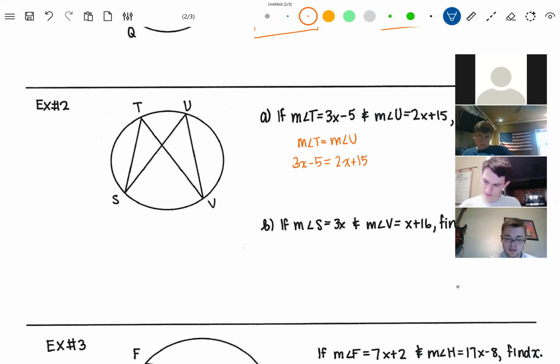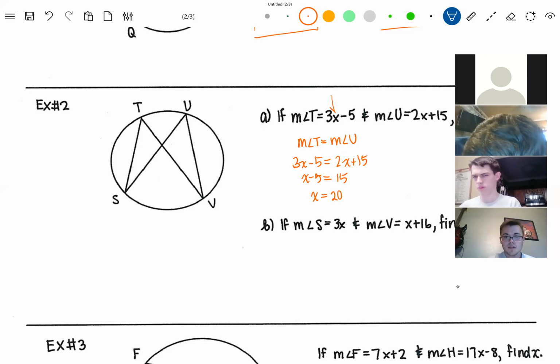Solve that equation: subtract 2x from both sides, and you get x minus 5 equals 15. Add 5 to both sides, so x is 20. To find the measure of angle T, you take that 20 and plug it in right there. Measure of angle T is 3 times 20 minus 5.